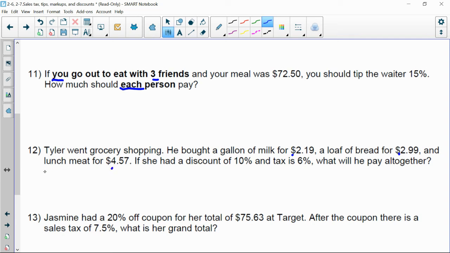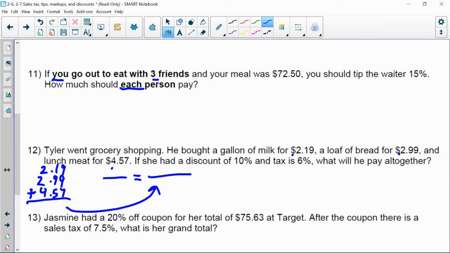You have to add up your 2.19, your 2.99, and your 4.57. You need to add those three. Then that goes in your proportion as the original price.